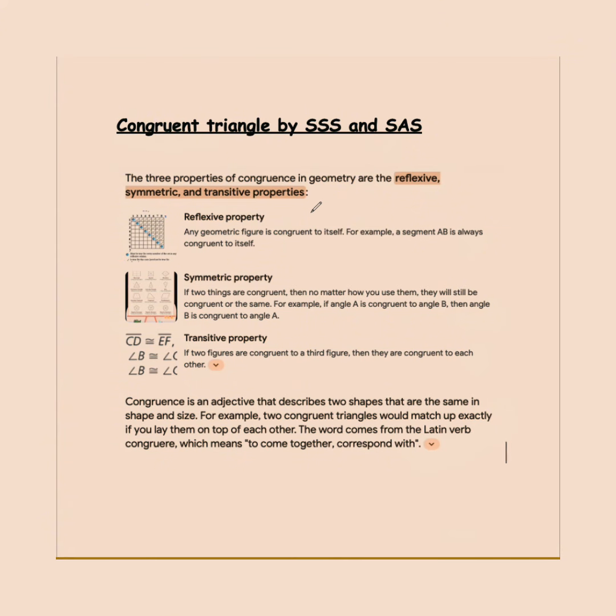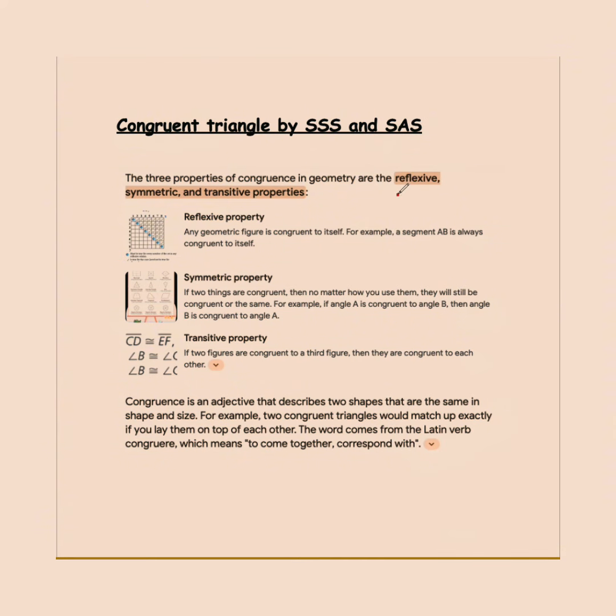The three properties of congruency in geometry are reflexive, symmetric, and transitive. What are those properties? Reflexive property: any geometric figure is congruent to itself. For example, a segment AB is always congruent to itself.